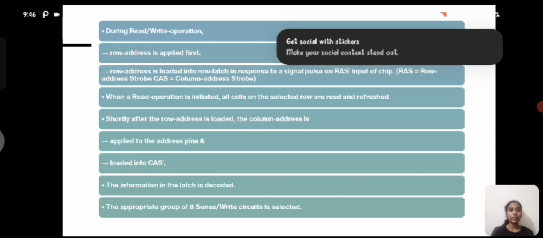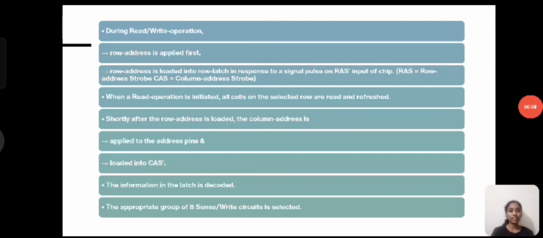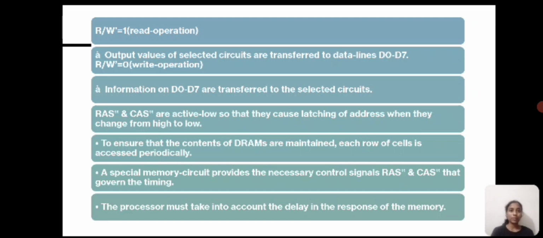Shortly after the row address is loaded, the column address is applied to the address pins and loaded into CAS. The information in the latch is decoded. The appropriate group of 8 sense or write circuits is selected. R/W' equals 1 is a read operation: the output values of the selected circuits are transferred to data lines D0 to D7. R/W' equals 0 is a write operation: the information on D0 to D7 is transferred to the selected circuits.